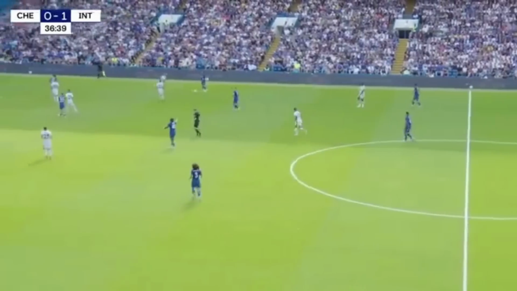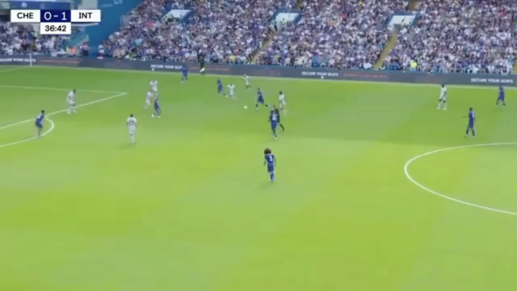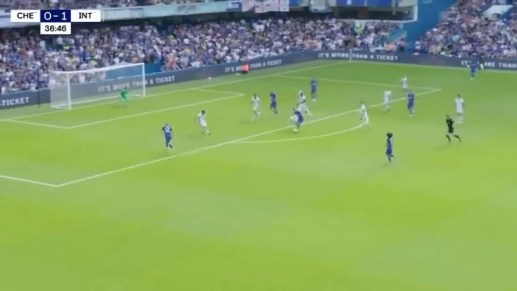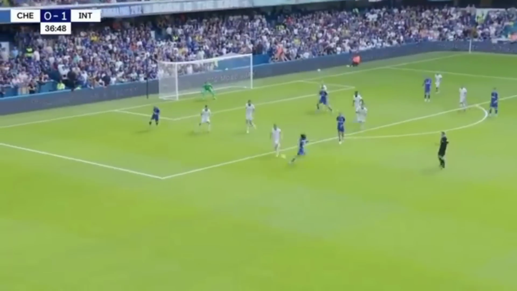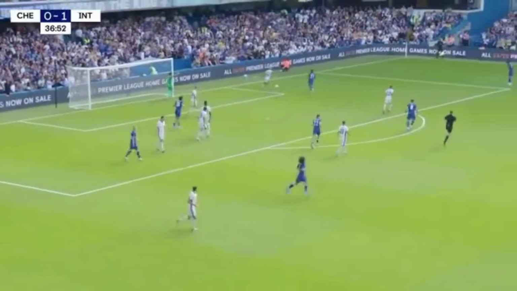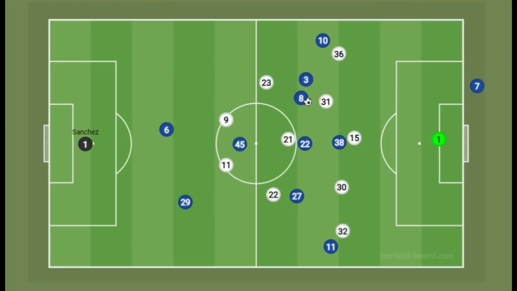Now, the position of Marc Cucurella in this clip further showcases how he was quite free throughout the game. You can see how he looks to approach and find himself in situations whereby he's ready to create for Chelsea. And this is because the wingbacks dropping deep allowed him to be much more free and play like a traditional conventional fullback.